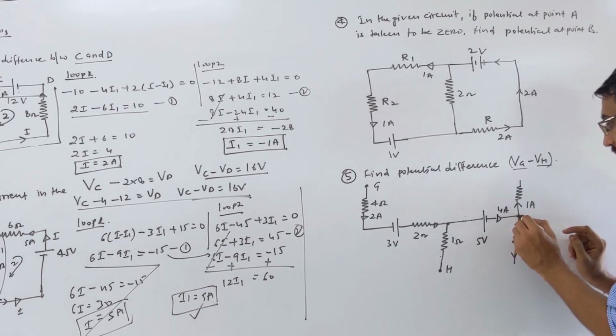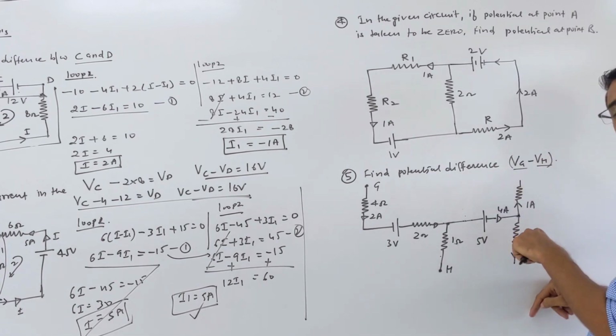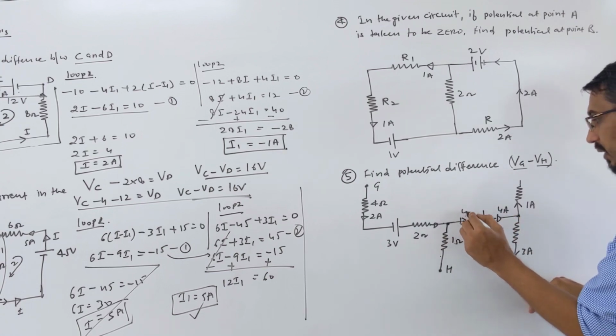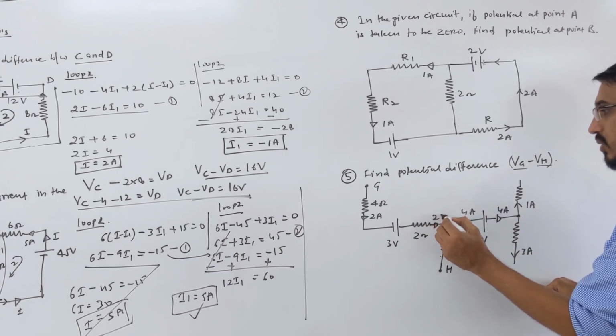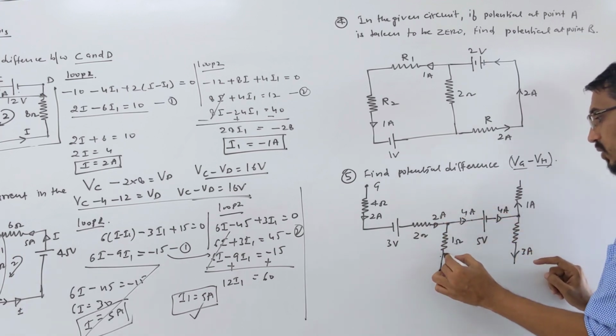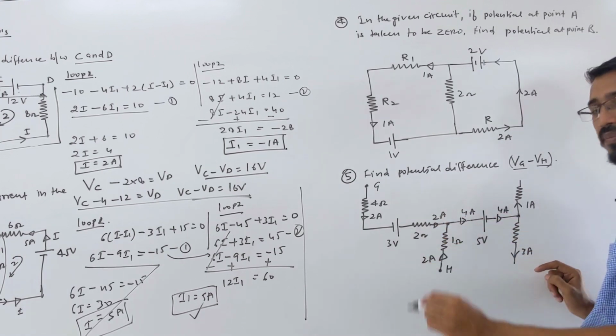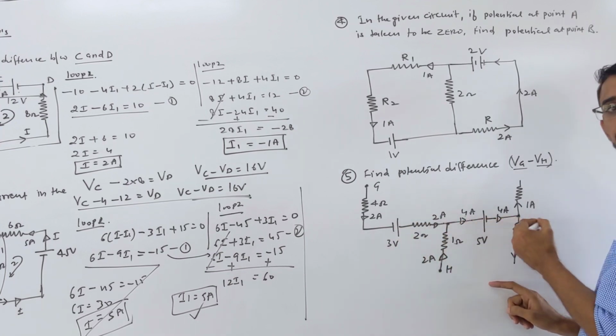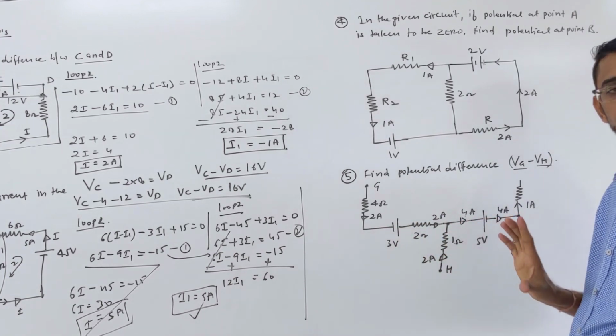At this junction, 1 ampere going upward, 3 ampere going downward, means how much current should come at the junction? 4 ampere, means 4 ampere coming here. Look here, 2 ampere coming here, and 4 ampere going, means current should flow in the upward direction of 2 ampere. So 2 ampere coming here, 2 ampere coming here, at this point 4 ampere will go in this direction, right? So this is the current you found first.